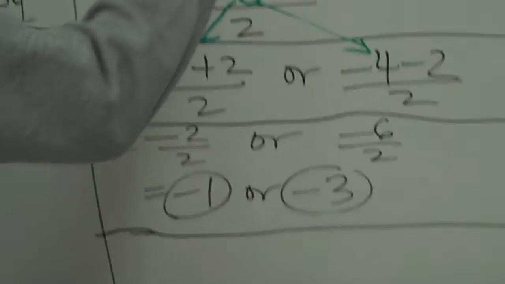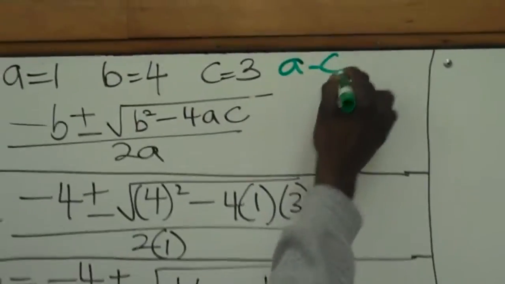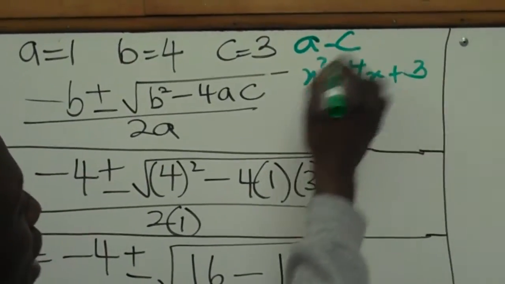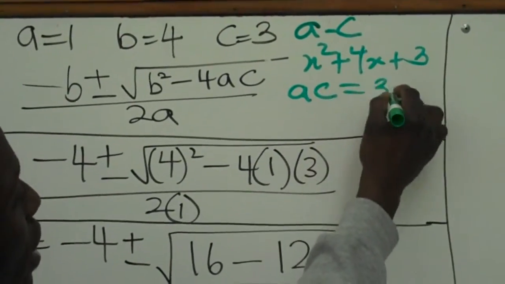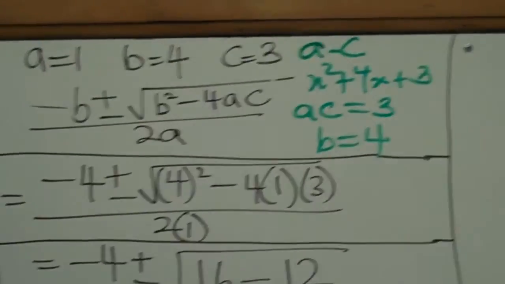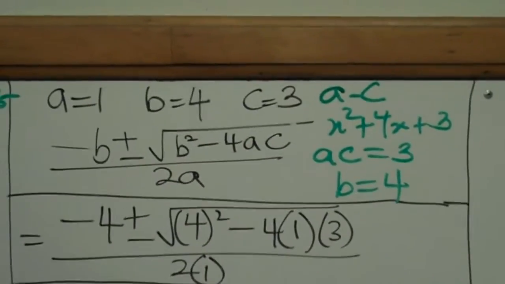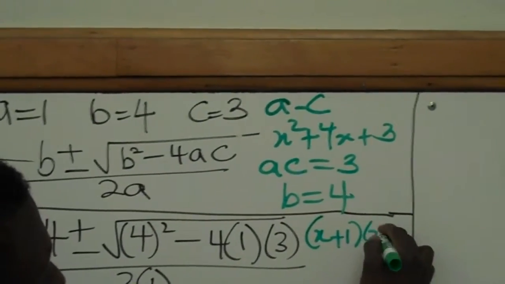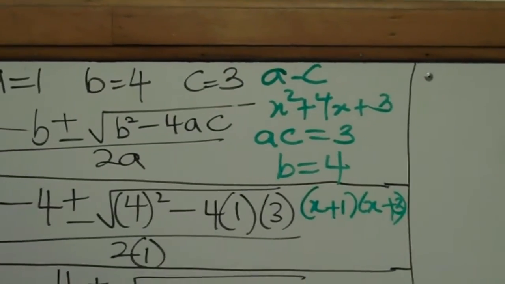We know that if we use the AC method for this problem, it will simply be x squared plus 4x plus 3. And our AC in this question is 3. Our B is 4. We look for two numbers that when we multiply them, we get 3, and when we add them, we get 4. And those numbers are simply 3 and 1. So that's how you do that problem.